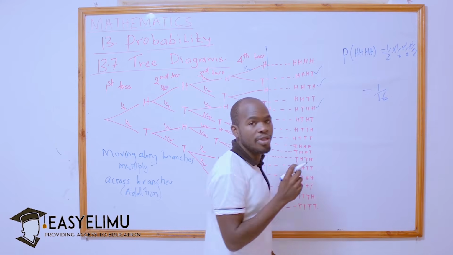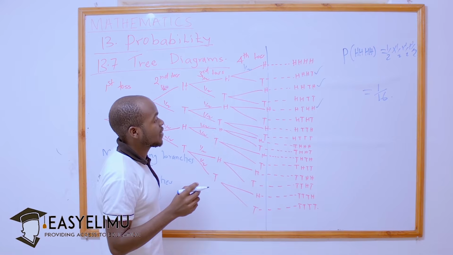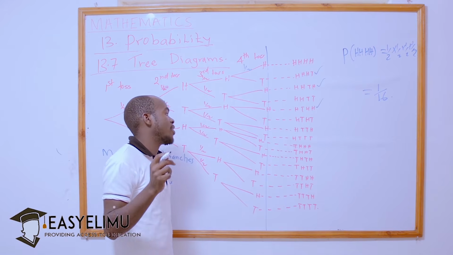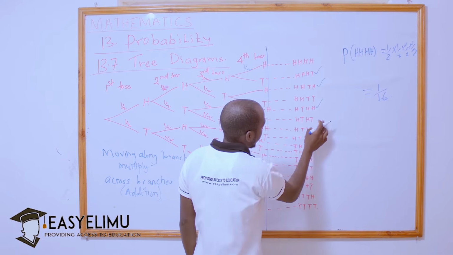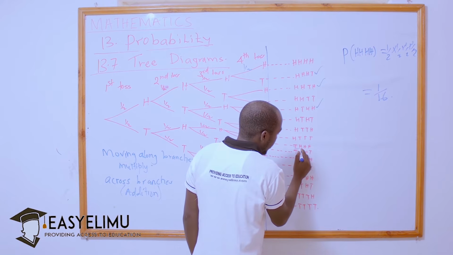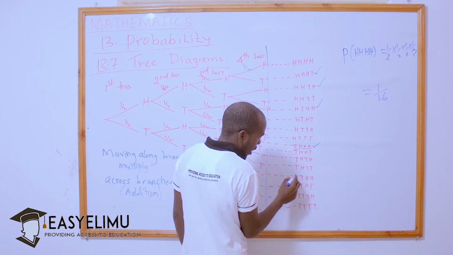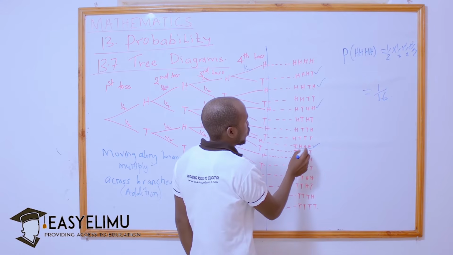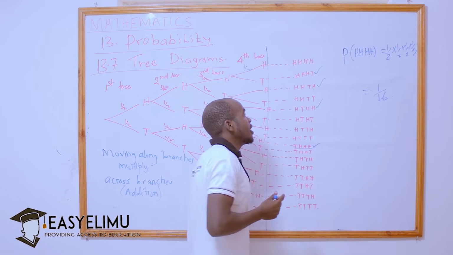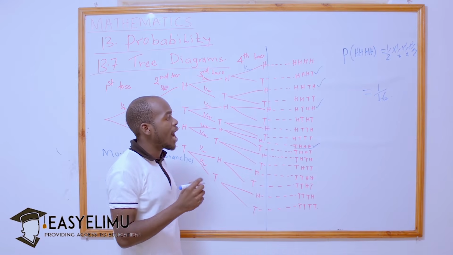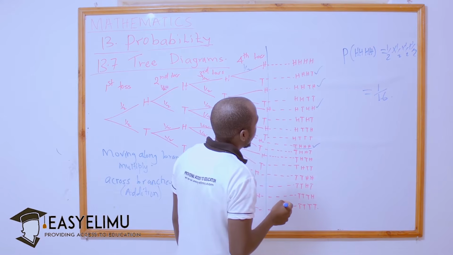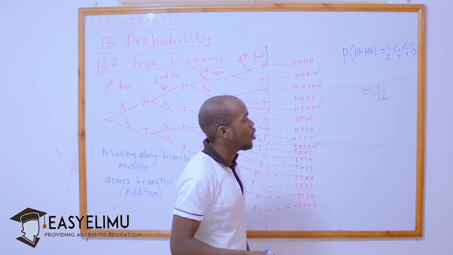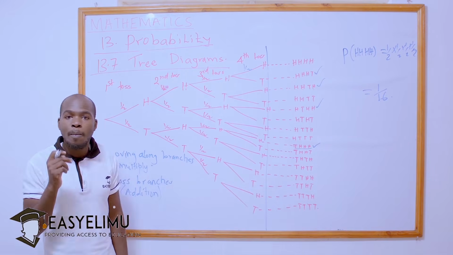We are just identifying those events in the sample space where we have 3 heads and 1 tail. First, and then after that, we have another 3 heads and 1 tail, and another one. Is there any other present? No. So those containing 3 heads and 1 tail are 4 in total.